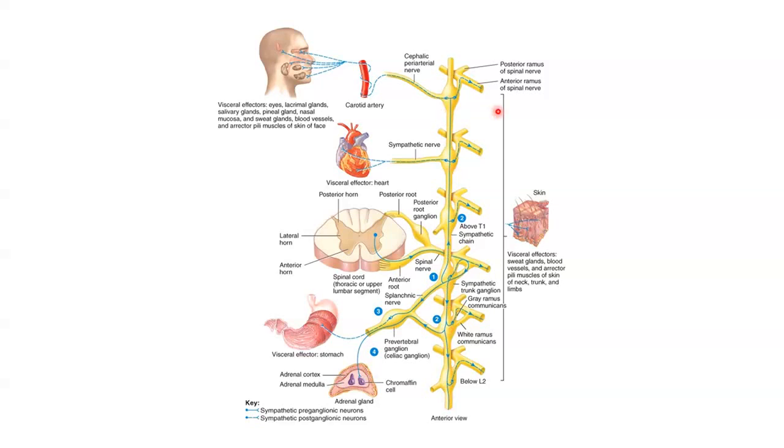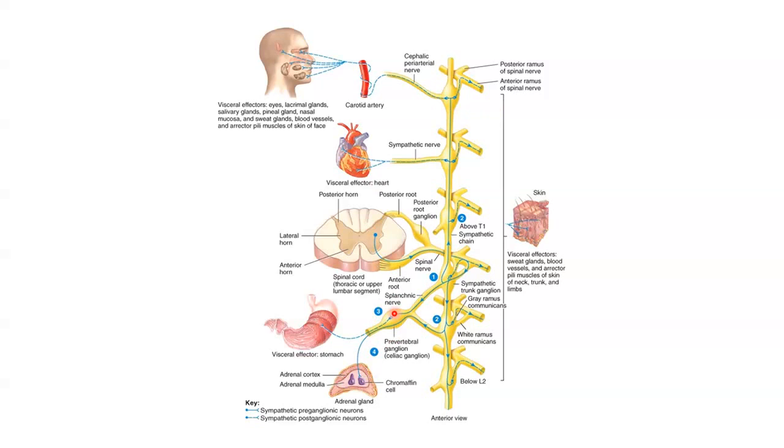An axon can then continue without synapsing through the sympathetic trunk ganglion and end at a prevertebral ganglion and synapse with the postganglionic neuron there. So for example, coming out of the spinal cord through the sympathetic trunk ganglia now to our prevertebral ganglion.